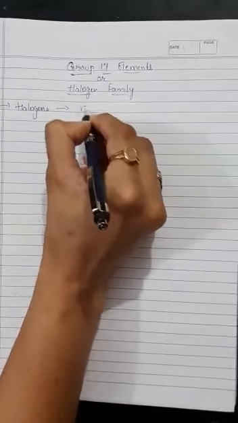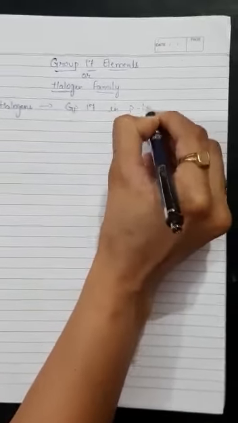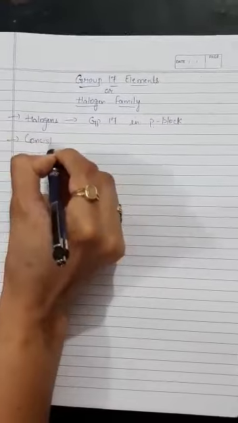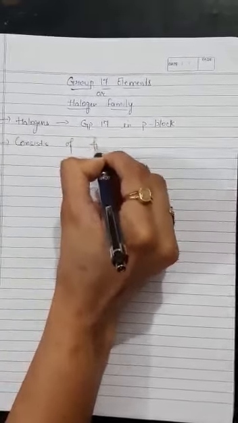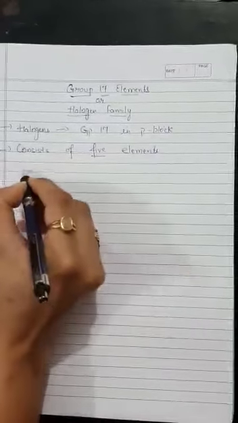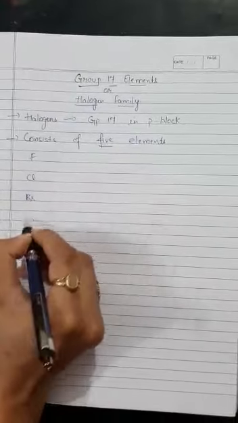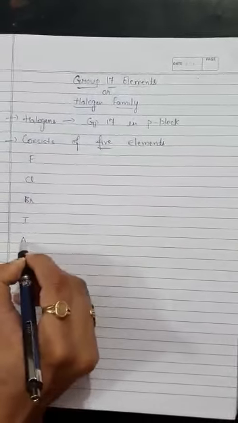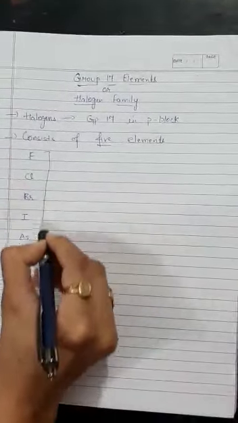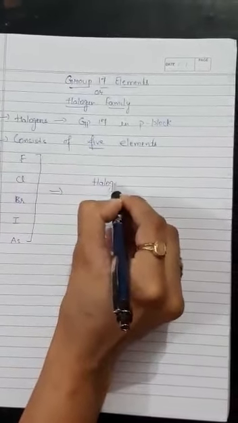Halogens are present as group 17 in the P block. Halogens consist of 5 elements, that is fluorine, chlorine, bromine, iodine and astatine, and all these 5 elements are collectively known as halogens.